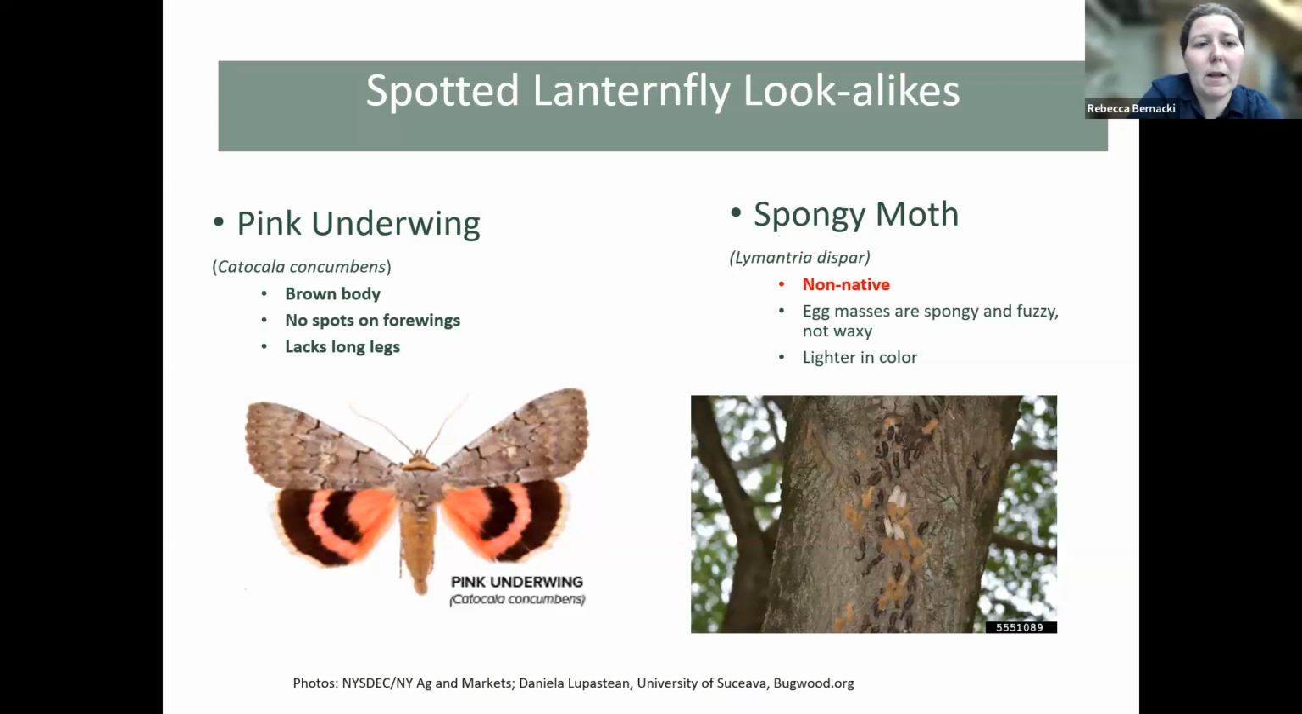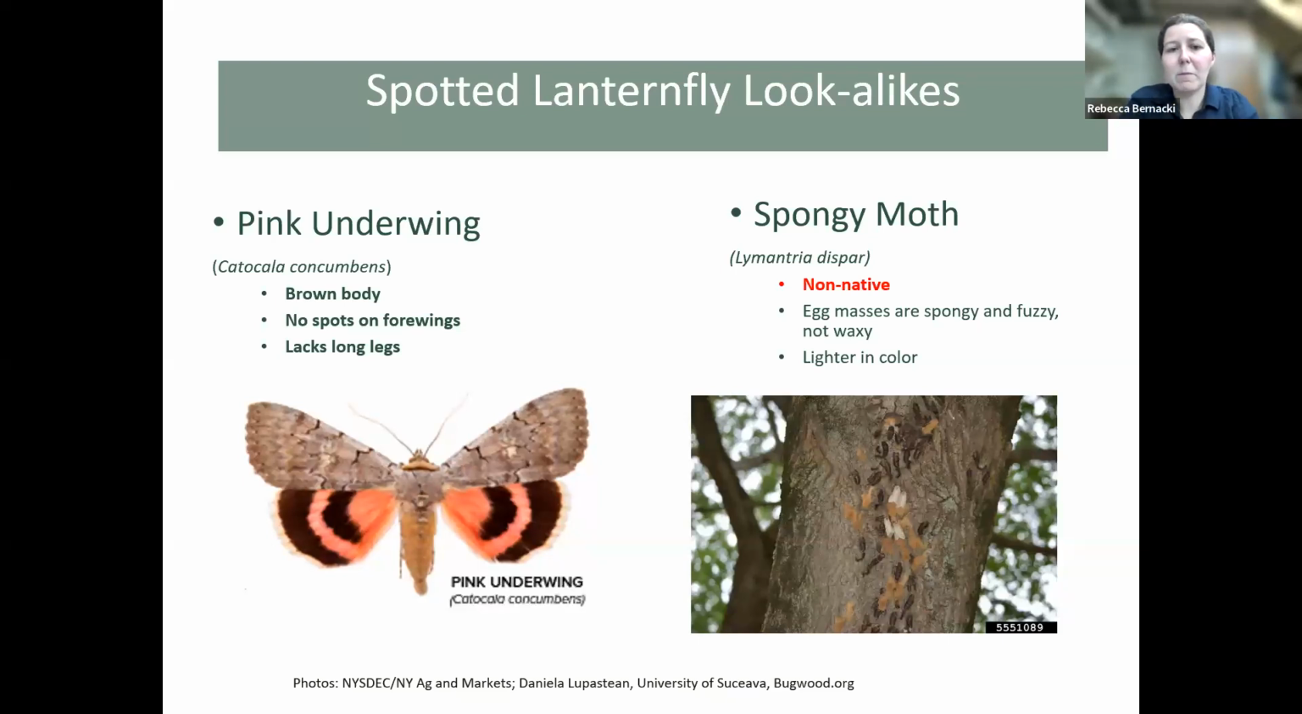And what are some lookalikes? The first lookalike we have is pink underwing. Pink underwing does have a kind of pretty pinkish tan color on it as well. However, its body is brown as opposed to yellow and black. There are no spots on the forewings. And remember, spotted lanternfly is like a plant hopper, so it has those really big, long legs that these pink underwings lack.